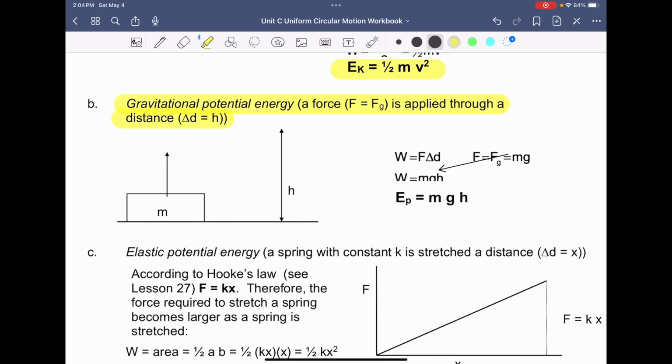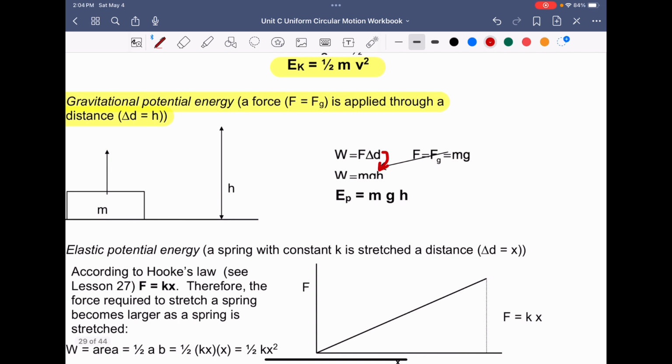That delta D, or that height that we give it, those variables are deemed the same thing. So if we look at this piece here, we can draw that tangent of delta D is equal to H. And then the mg, well, we know that Fg, which is equal to mg, is just the weight of an object.